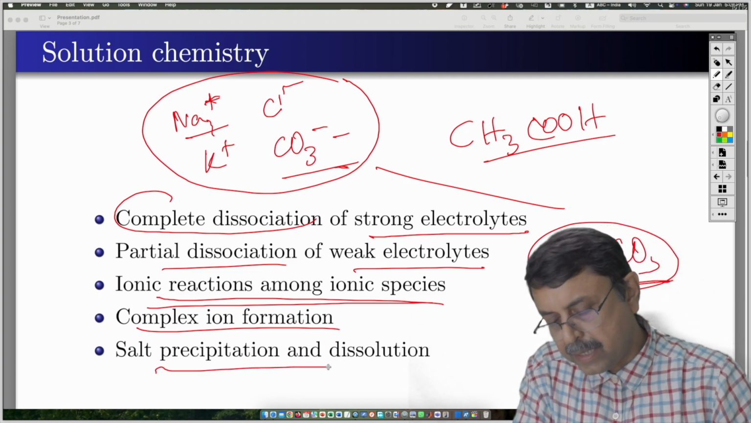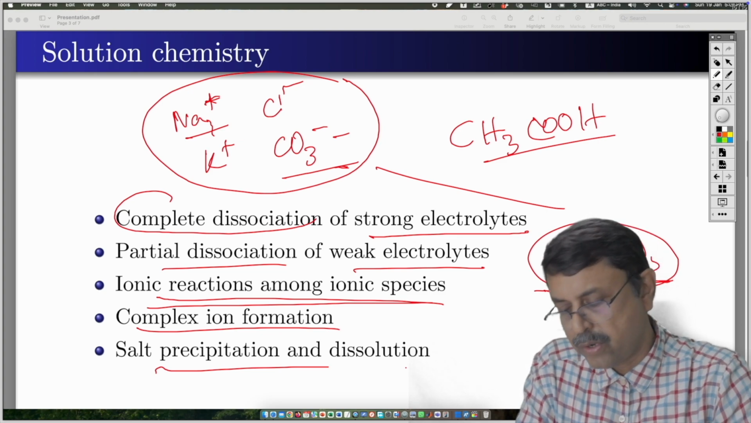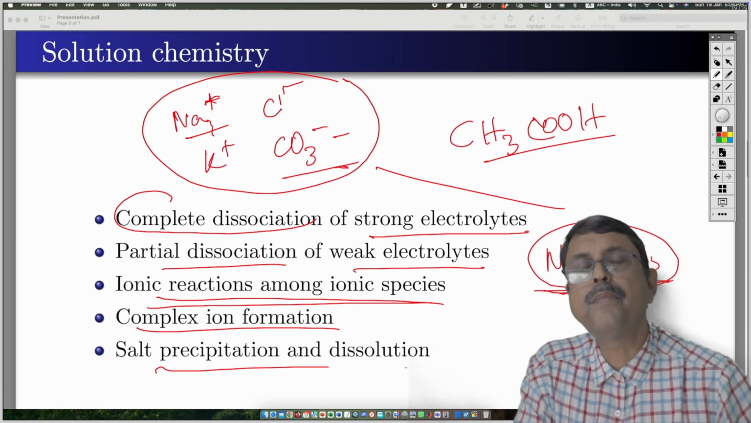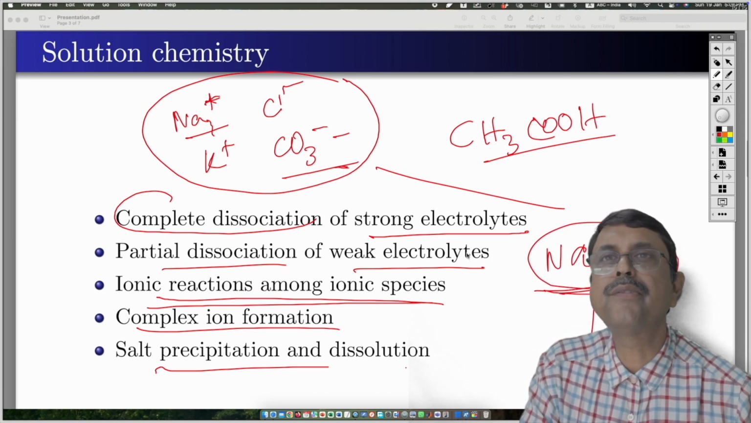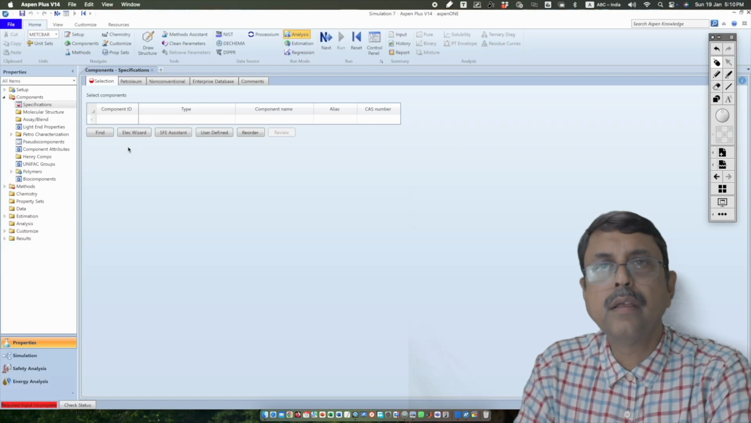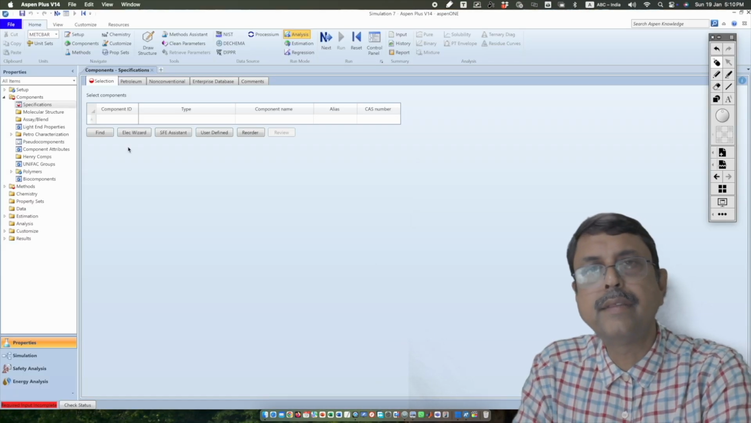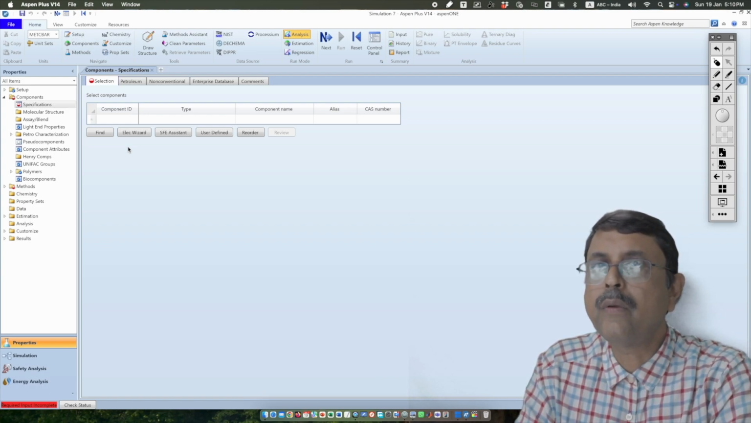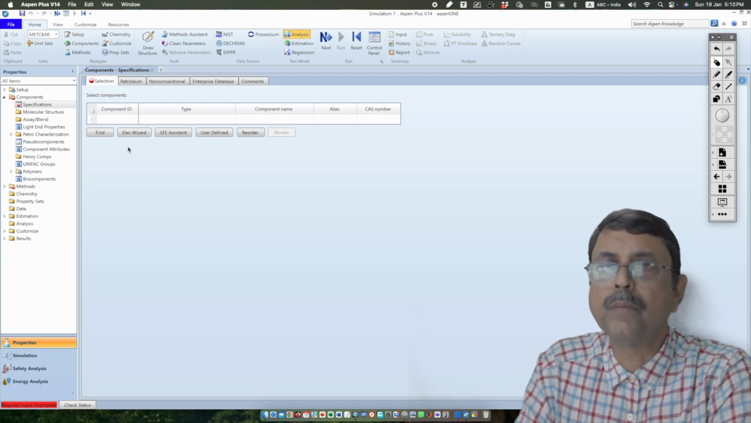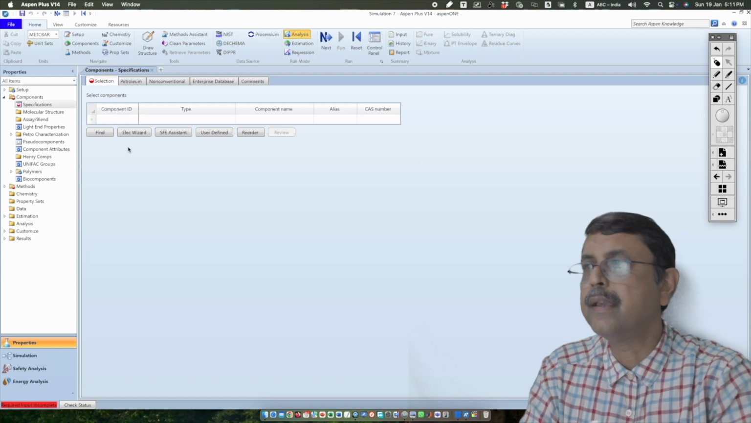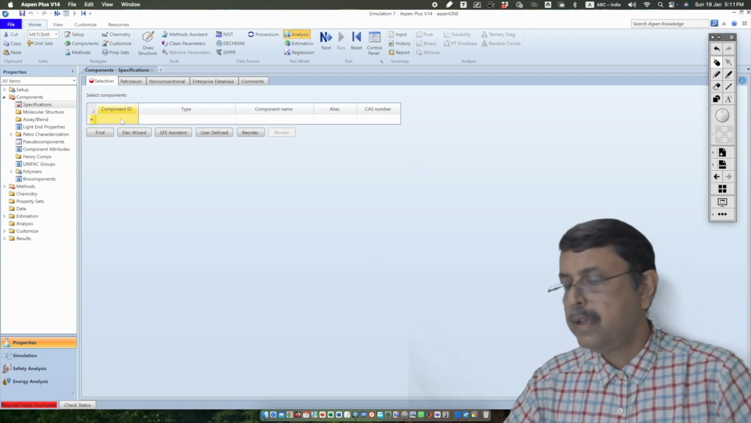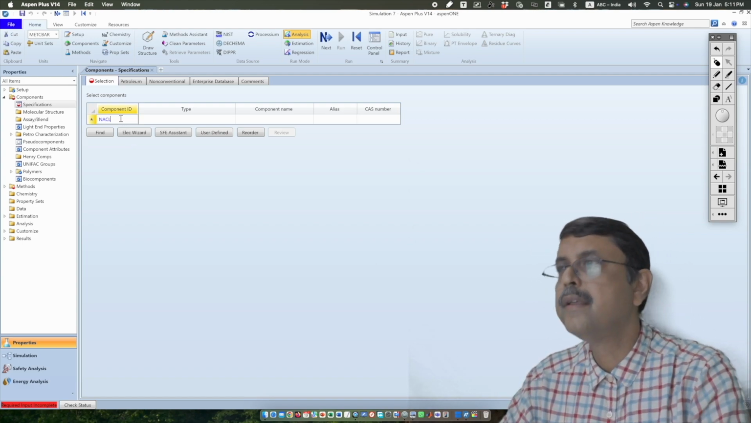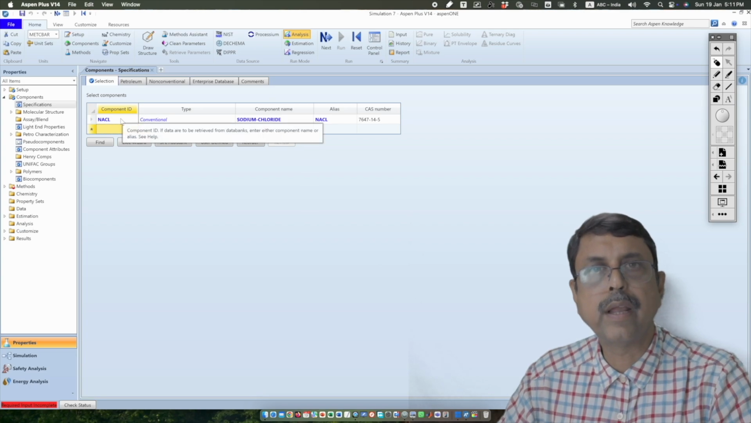And salt precipitation and dissolution, I have already talked about. So these are a few important things about the solution chemistry of electrolyte systems. Now you might remember, while selecting the components in the Aspen Plus simulation window, we usually select the whole component. For instance, we can select NaCl. Then we know it is sodium chloride.